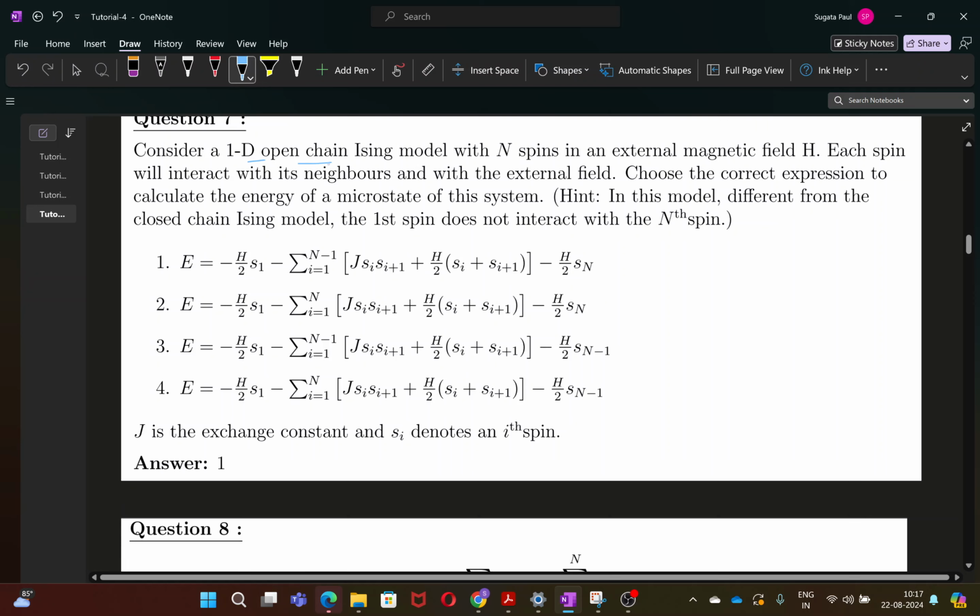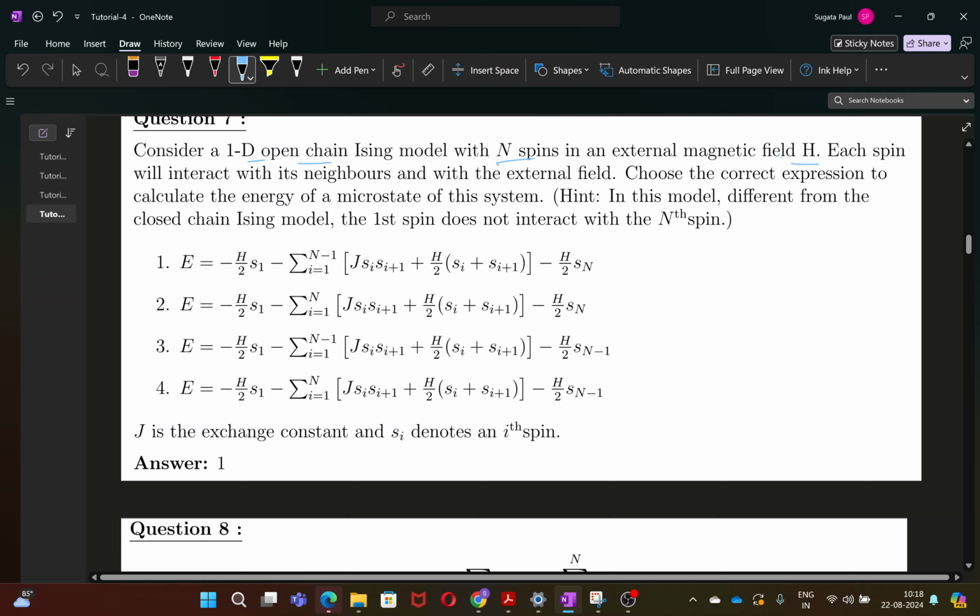Basically your Ising model can have different structures based on how you want to solve it. Some people also take a closed chain Ising model, where a periodic boundary condition is applied. It can also be solved as an open chain Ising model, simply a one-dimensional chain where both ends are open and no periodic boundary condition is applied. So both cases are possible. In this case, it is given that it is an open chain Ising model. The total number of spins is n, and the spins sit in the external field H.